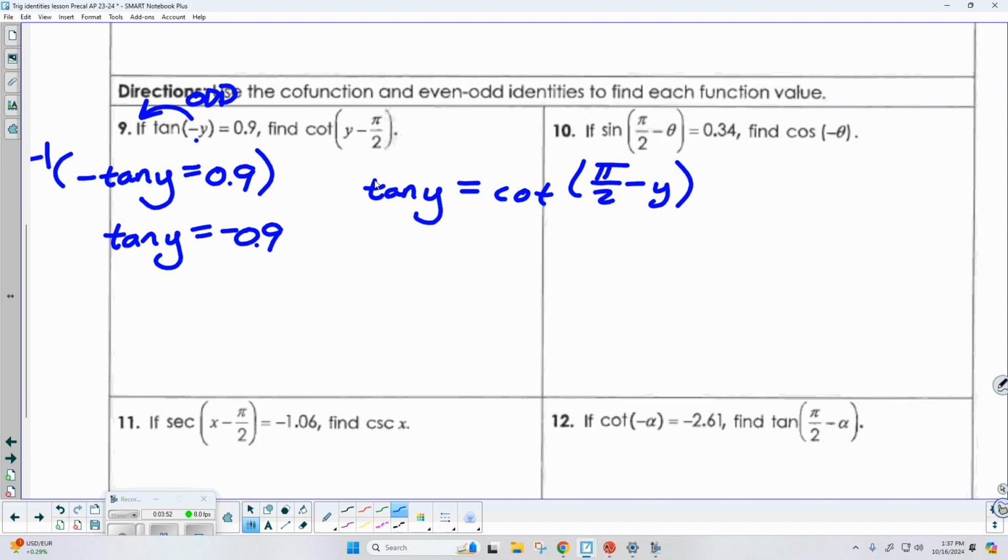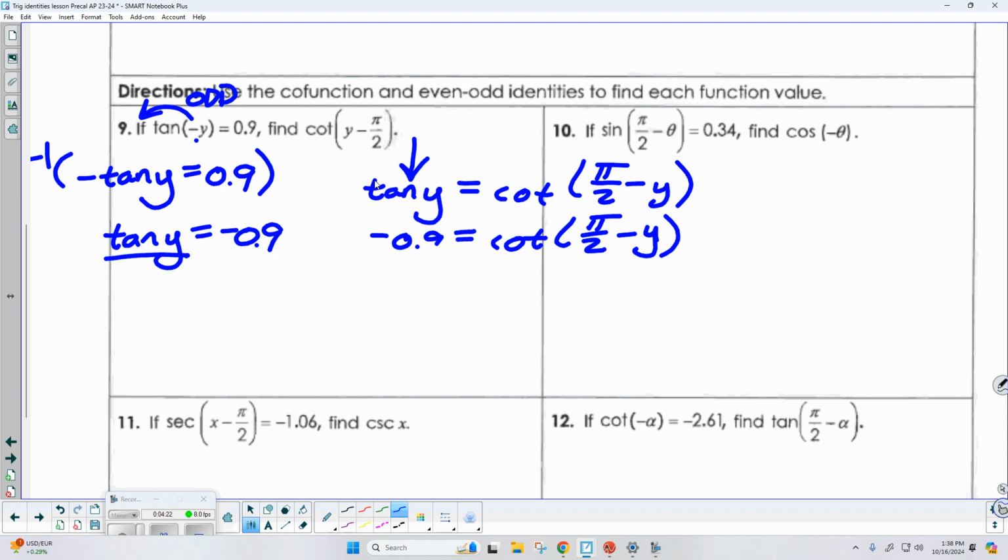Okay, well, now that I know this, where would I go from here? What do I do with that? Maria? Plug it in. Okay, so we just found tangent. Yeah, so let's go ahead and plug it into my identity. That's a negative 0.9 equals cotangent of pi over 2 minus y. And that's a y right there. Okay. So does that mean that negative 0.9 is my answer?